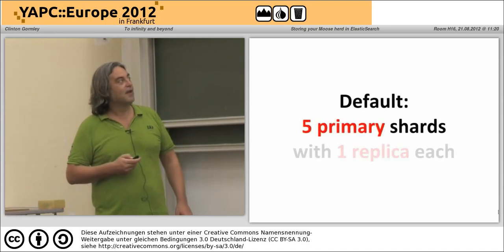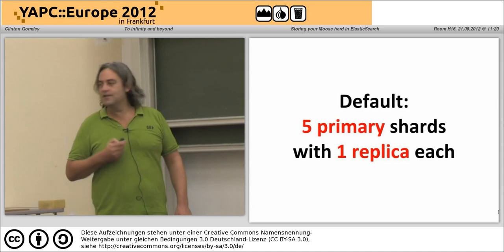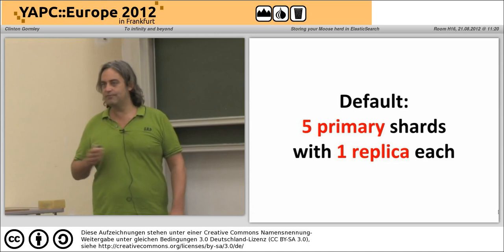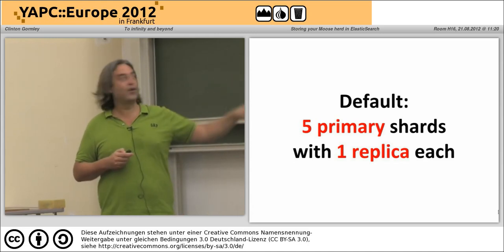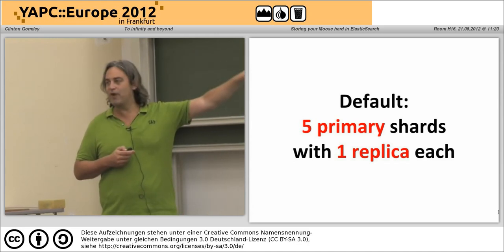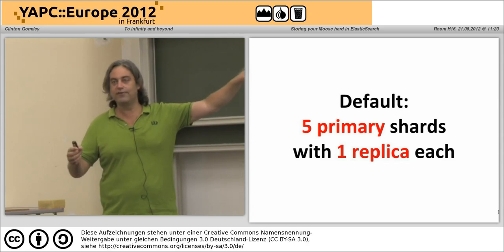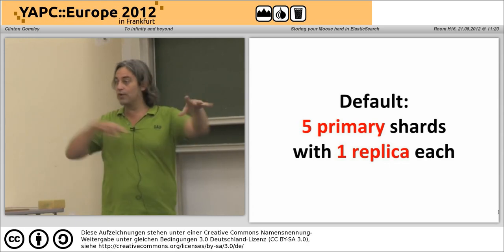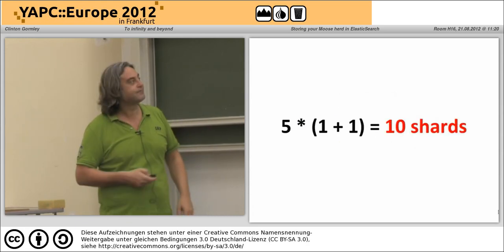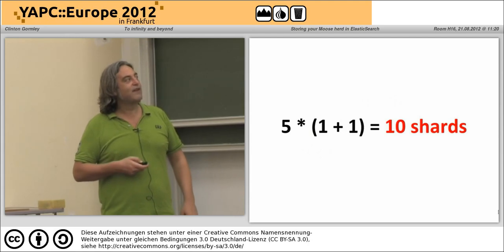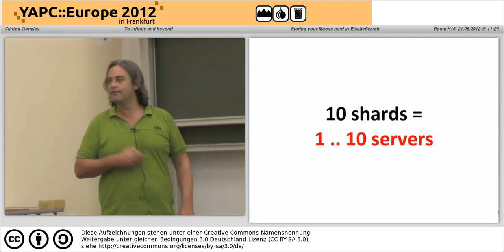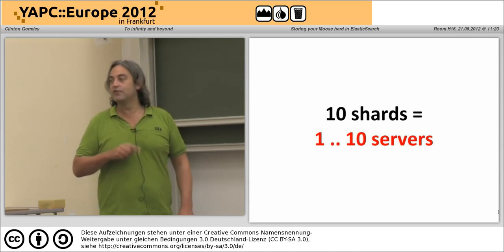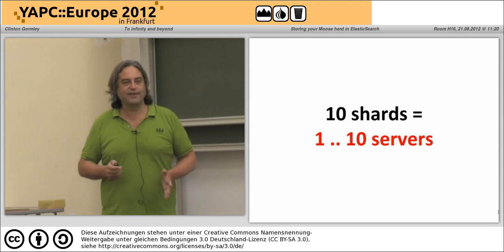Okay. By default, an index will be created with 5 primary shards with 1 replica each. And if you start one node, you will get the 5 primary shards up and running. If you start 2 nodes, it'll bring up the 5 replicas. If you start 3 nodes, it'll reorganize them to balance out the cluster. This means that you have a total of 10 shards from when you create a default index, which means that you can scale to up to 10 servers with just the default settings in Elasticsearch.